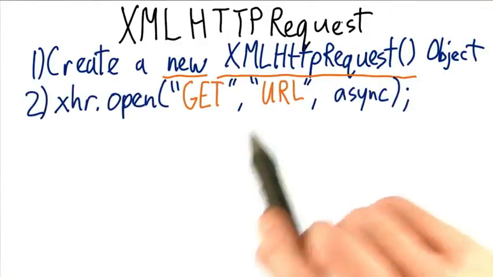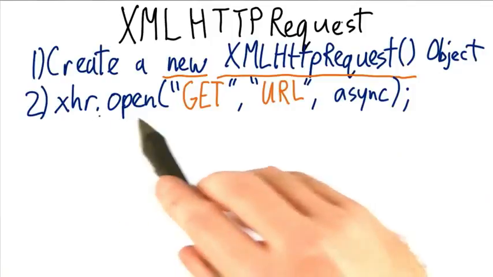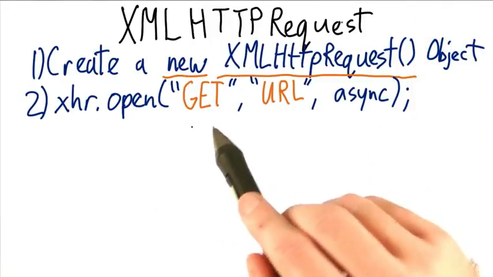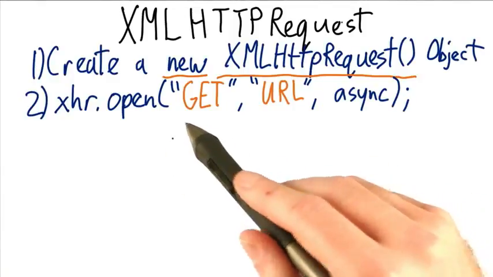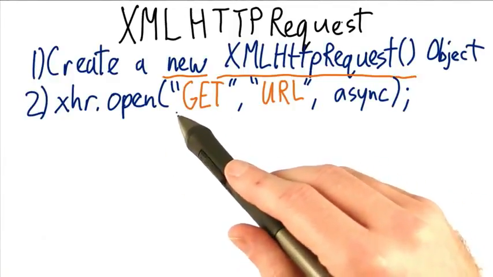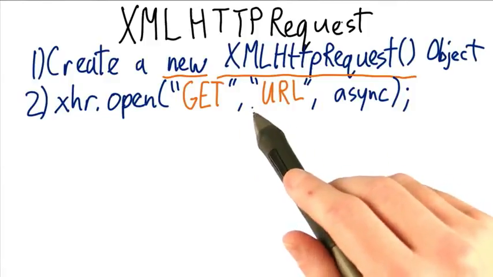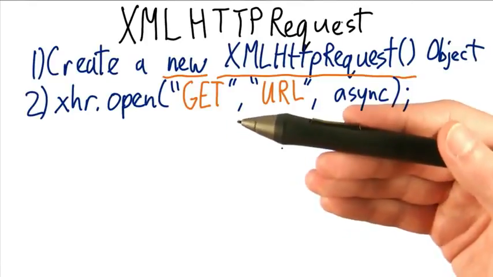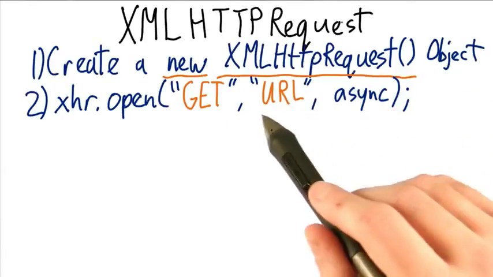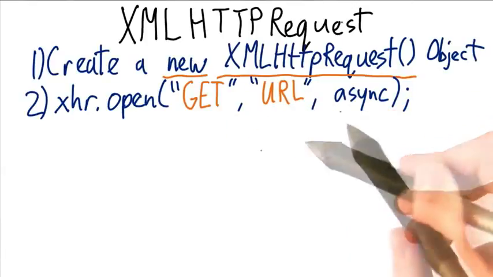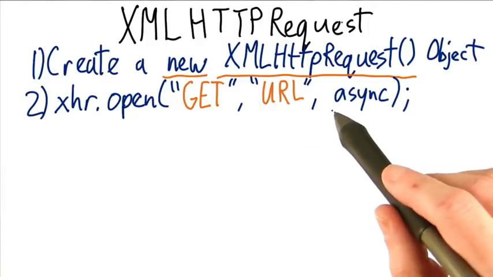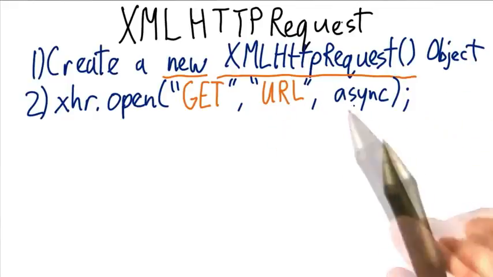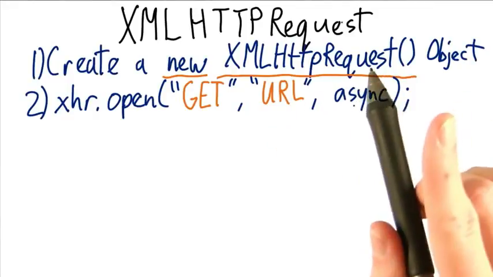Next, we need to call the XML HTTP request's open method. First, we need to specify the HTTP method to use. In our cases, we're pretty much always going to want to use GET. Second, we specify the URL to call out to. For example, if we were requesting a JSON file, we would specify the file name that we are interested in. Finally, we specify a Boolean value that is set to true if we want the call to be asynchronous. We pretty much always want the call to be asynchronous.